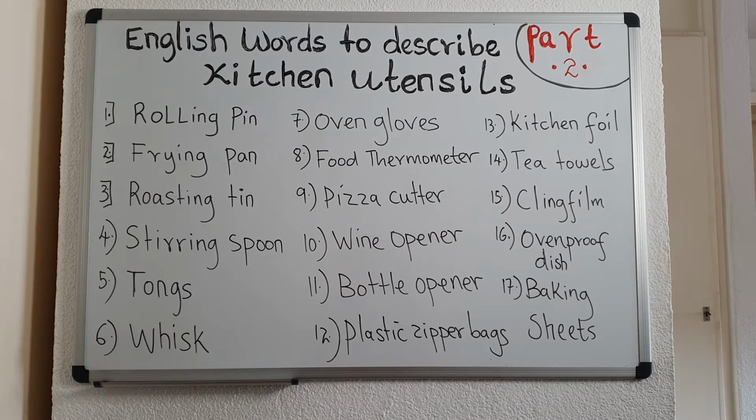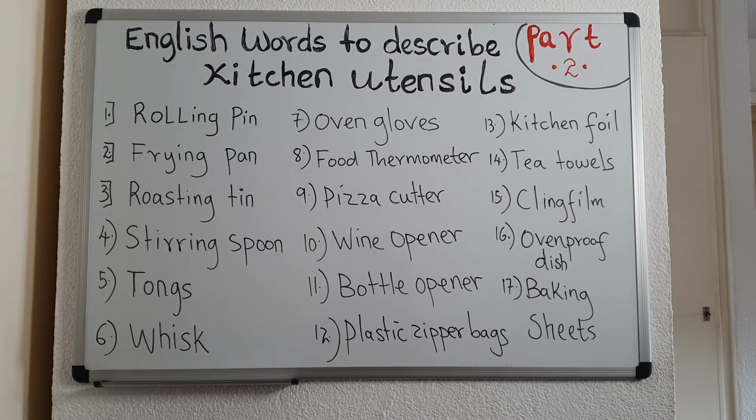Or let's say, for example, you want to roast your meat. You will do exactly the same thing. You will get hold of your meat. You will put it in the roasting tin, and then you will put it in the oven to roast it. So we use a roasting tin when you want your meat to be nice and brown and crispy on the outside, but also completely cooked in the inside part of it. And we use a roasting tin in the oven.